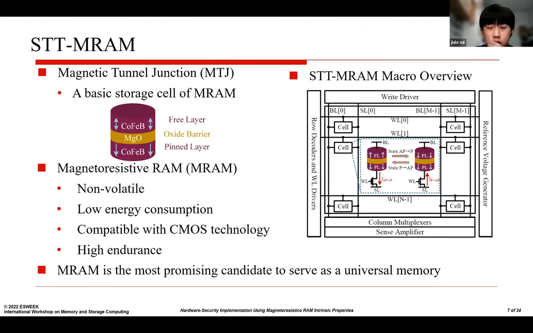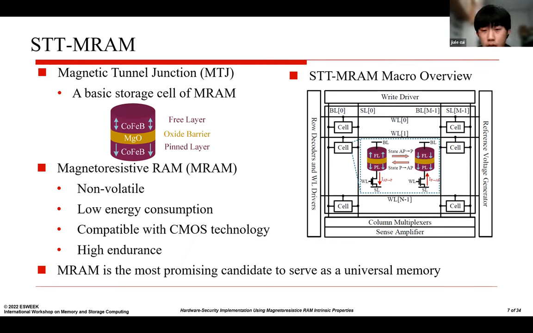The resistance state can be changed by applying a current. STT-MRAM has some features such as non-volatile, compatible with CMOS technology, low energy consumption, and high endurance, so that the MRAM is the most promising candidate to serve as a universal memory.